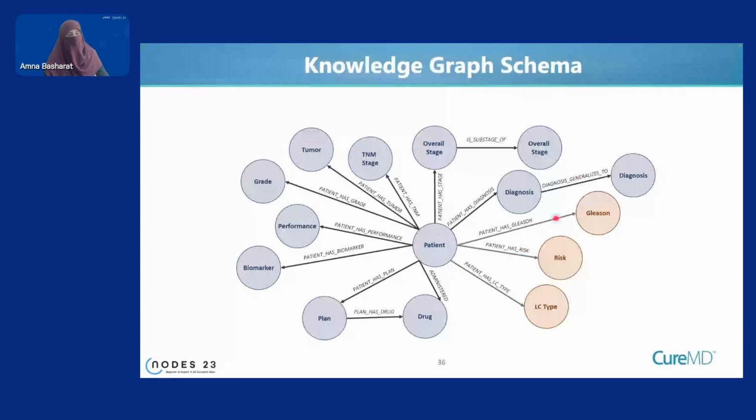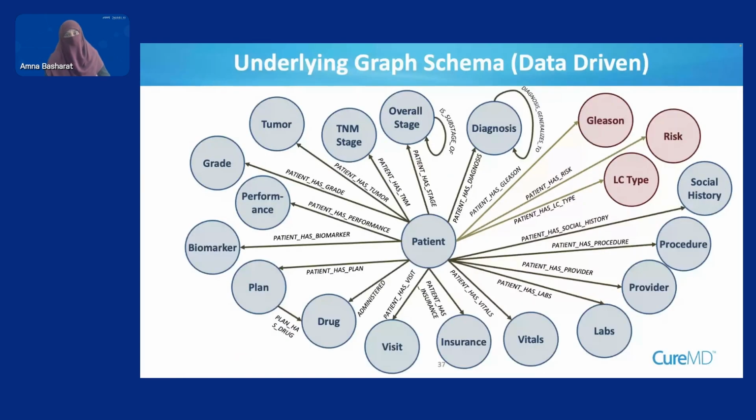And the scores and the phenotypes were then modeled as well. The chemotherapy plans were also modeled, along with the drugs that were part of the plans and the drugs that were administered to the patients. So the knowledge graph schema for us evolved over time.